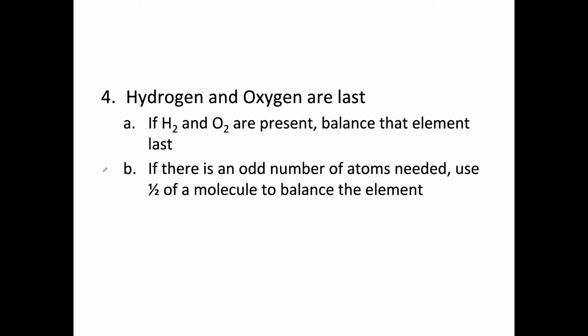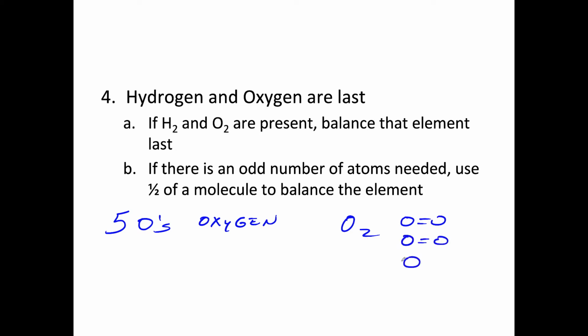So if we need 5 oxygens, and remember, O2 is O double bond O, to get 5 of them, we have 4 from two O2 molecules, and now we just need a single. So we usually write it as 5 halves O2. For every O2, we've got 2 O's, and those cancel, and we have 5. That's one way to look at this.